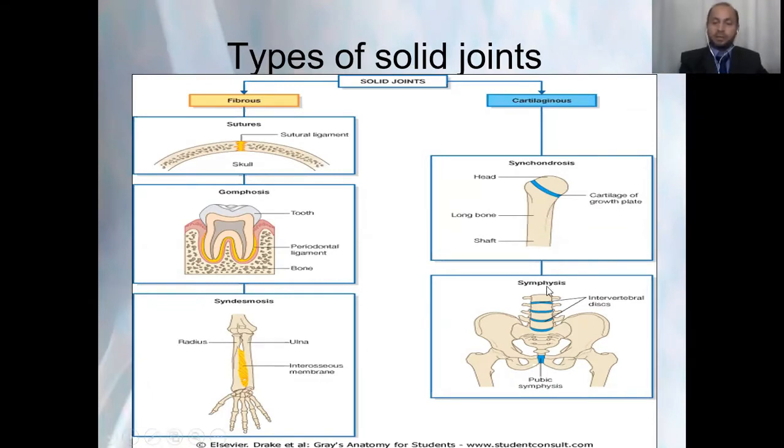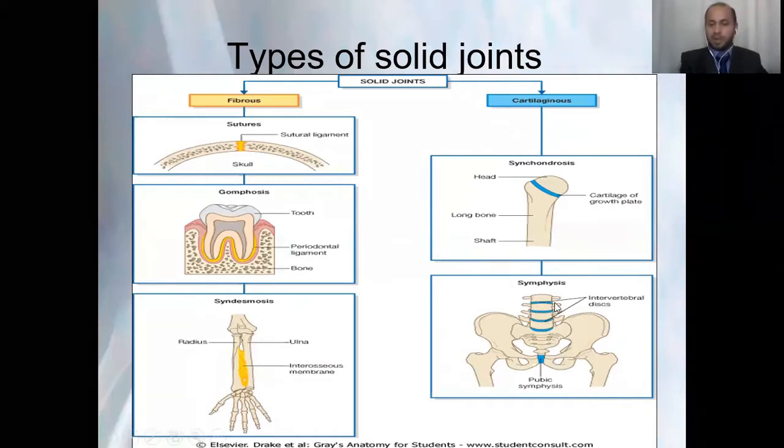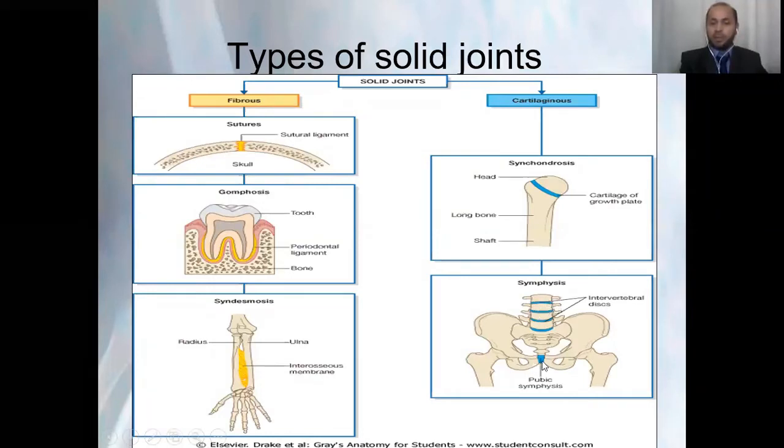For the secondary cartilaginous joint, examples are the symphysis, the joint present between the vertebrae, where the intervertebral disc lies between the vertebrae, and the other type is the pubic symphysis. This type of joint is present between the two hip bones.